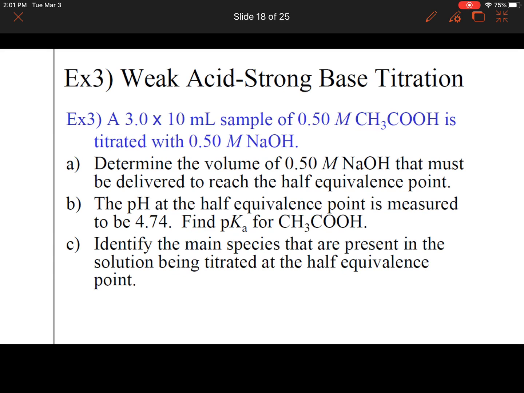We want to look at a weak acid strong base titration. We have our 3 by 10 ml, which is 30 milliliters, sample of 0.5 molar acetic acid, and we're going to titrate it with 0.5 molar sodium hydroxide, which is our strong base. We're supposed to determine the volume of sodium hydroxide that we have to add to get to half the equivalence point. The pH at the half equivalence point is 4.74, so we're going to find the pKa, and we're going to identify the main species that are present in the solution being titrated at the half equivalence point.